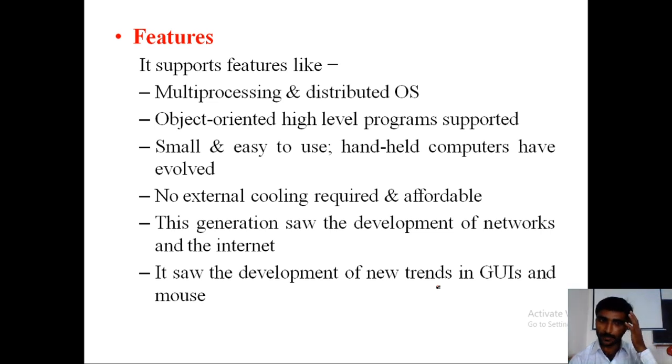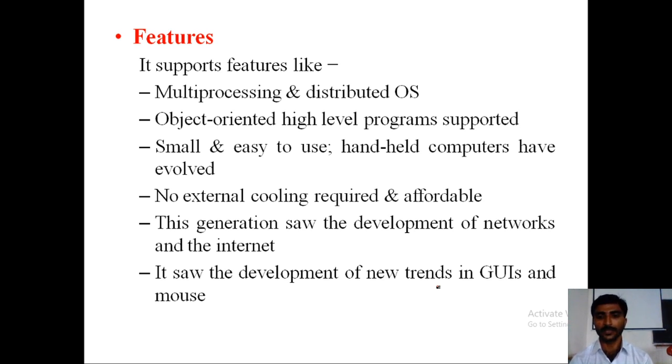See, for example, in the first generation, when it got heated, they used a cooling system, an air cooler, to cool the vacuum tubes. But here there is no air cooler required in this generation. This generation saw the development of networks and the internet. In this generation, the network system is used. Okay, so this is the fourth generation.